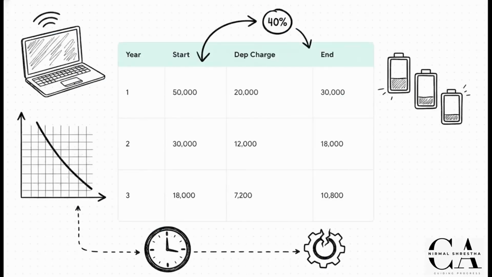Let's actually look at the math for diminishing balance. Notice how the 40% rate is applied to the declining balance each year, which gives us a really heavy expense up front. In year 1, 40% of 50,000 gives us a massive 20,000 depreciation charge. But jump to year 3, and we are only taking 40% of the remaining 18,000 balance, which comes out to just a 7,200 charge. It perfectly mirrors assets like technology that just become obsolete incredibly quickly.